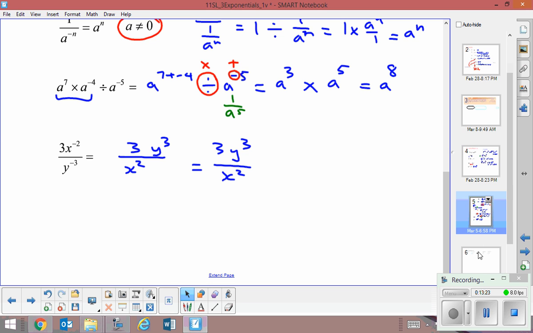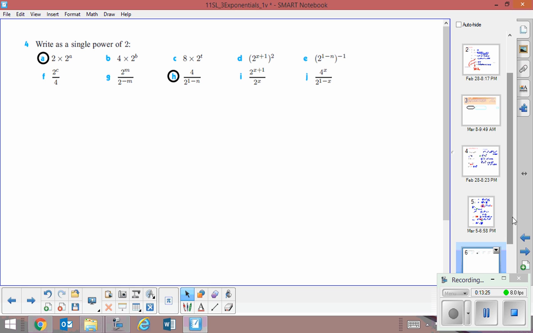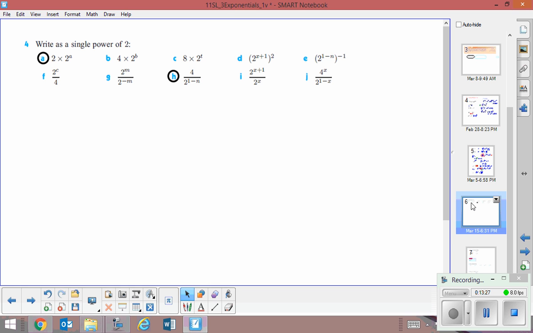So let's look at some of the questions that are in the book. We'll run through just a few examples of those. In question 4, you need to write this as a single power of 2. So we're just going to do a and h. 2 times 2 to the a. If there's no indice, it's implied that it's a 1.